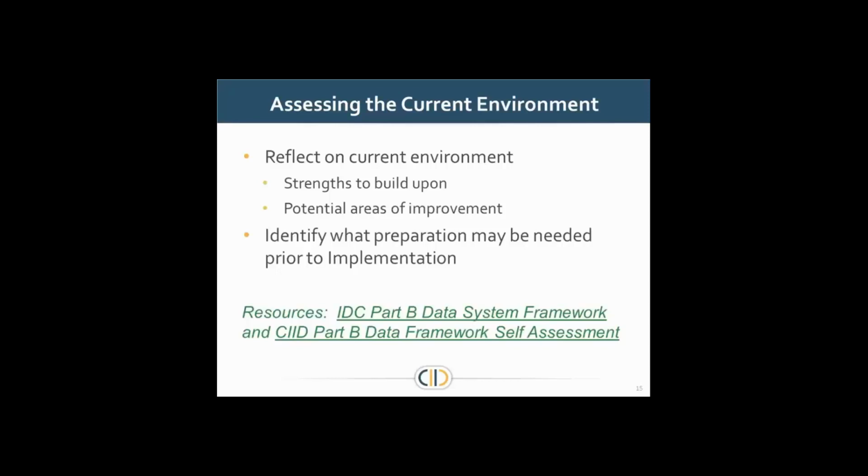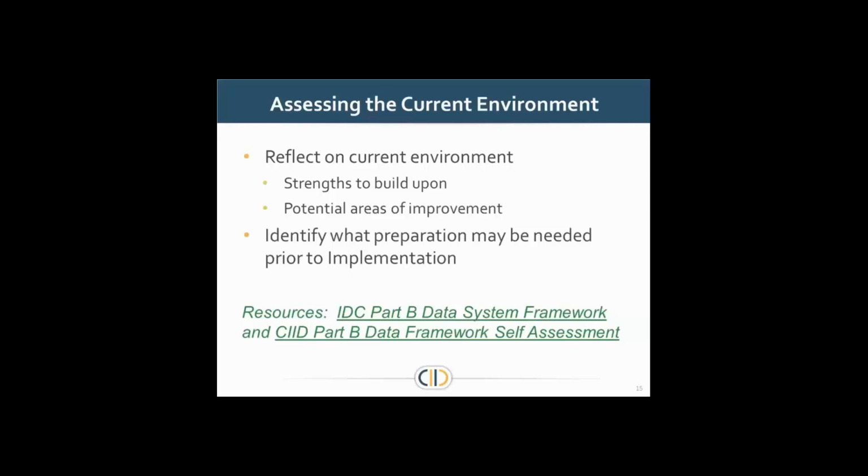One of the first things that we want to do is to assess the current environment, and to see what strengths we have in our current environment and where some of the places are that we can improve. One of the ways that we do that is through the use of the CIID self-assessment tool. It's a Part B data framework self-assessment tool, a companion to the IDC Part B data system framework. If you've never used that framework, the way that it's organized is there are some components of data quality, things like data governance, data use, data integration, purpose and vision, stakeholder engagement, things like that.